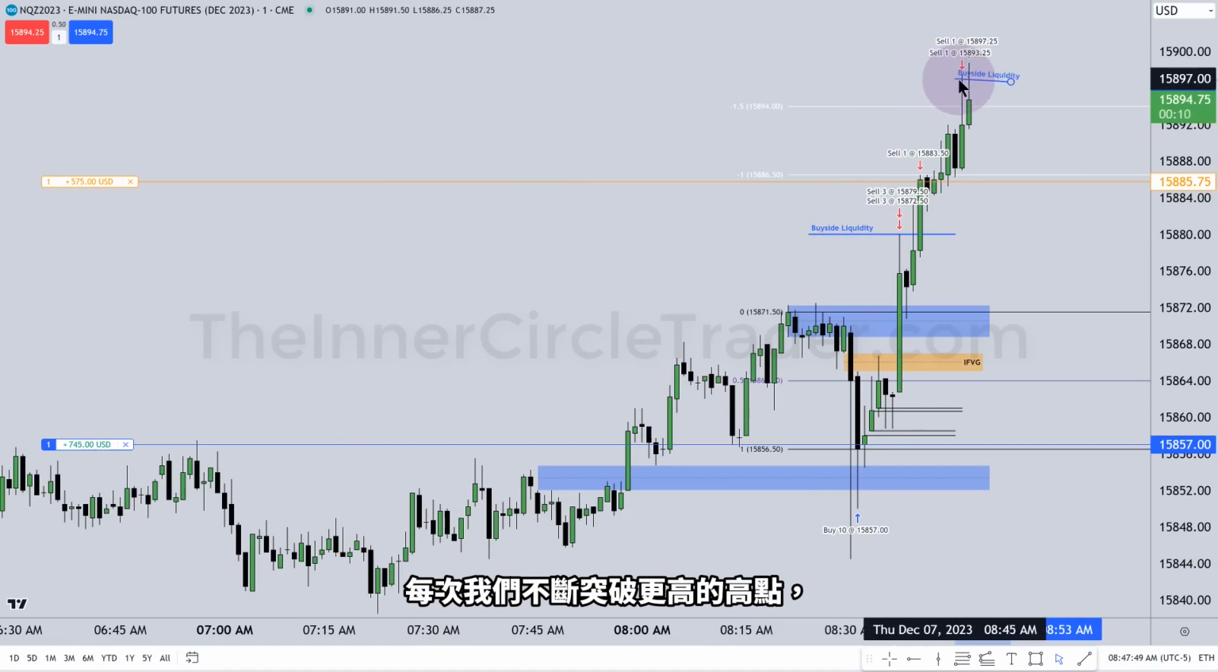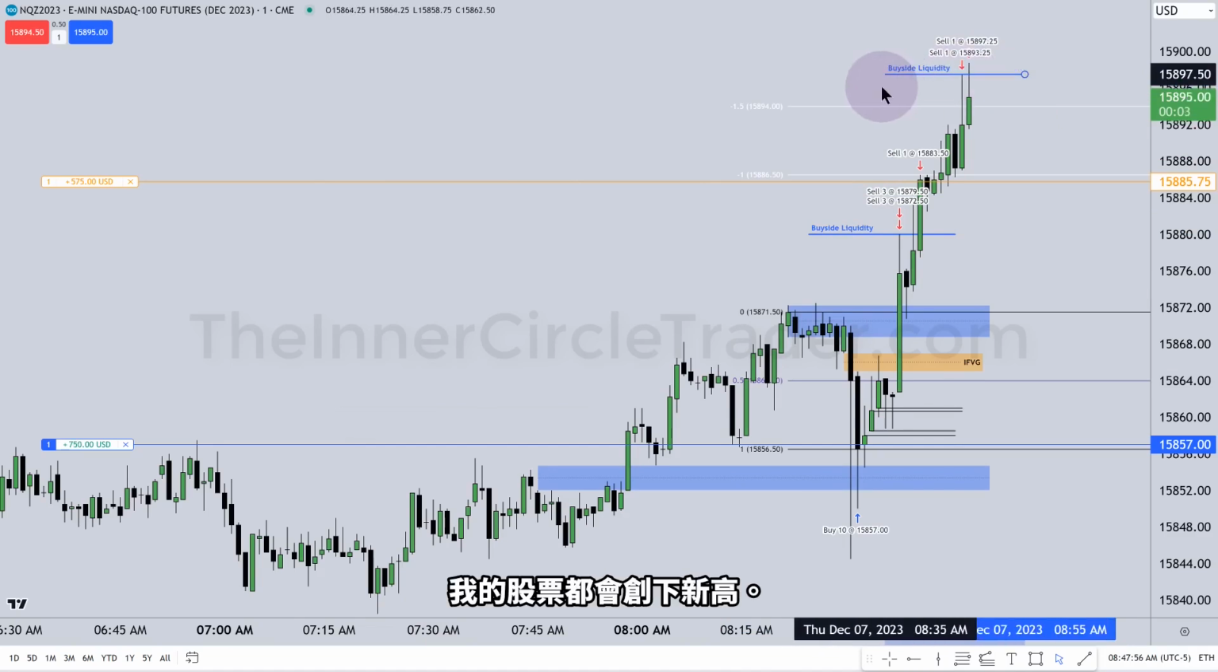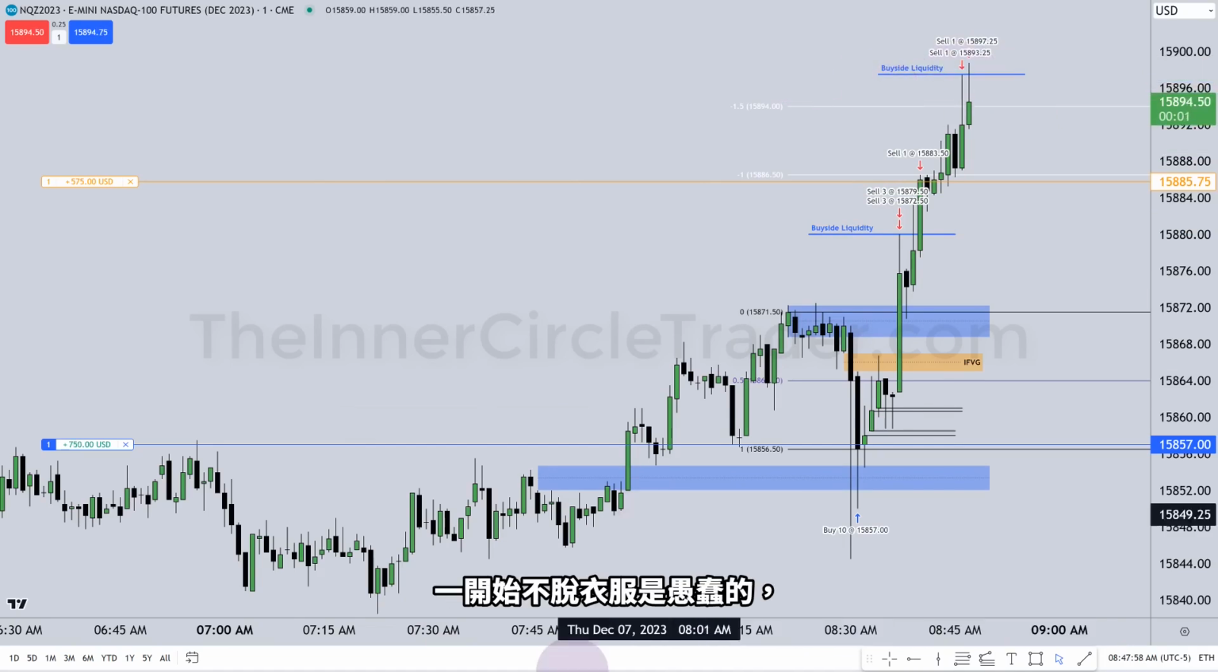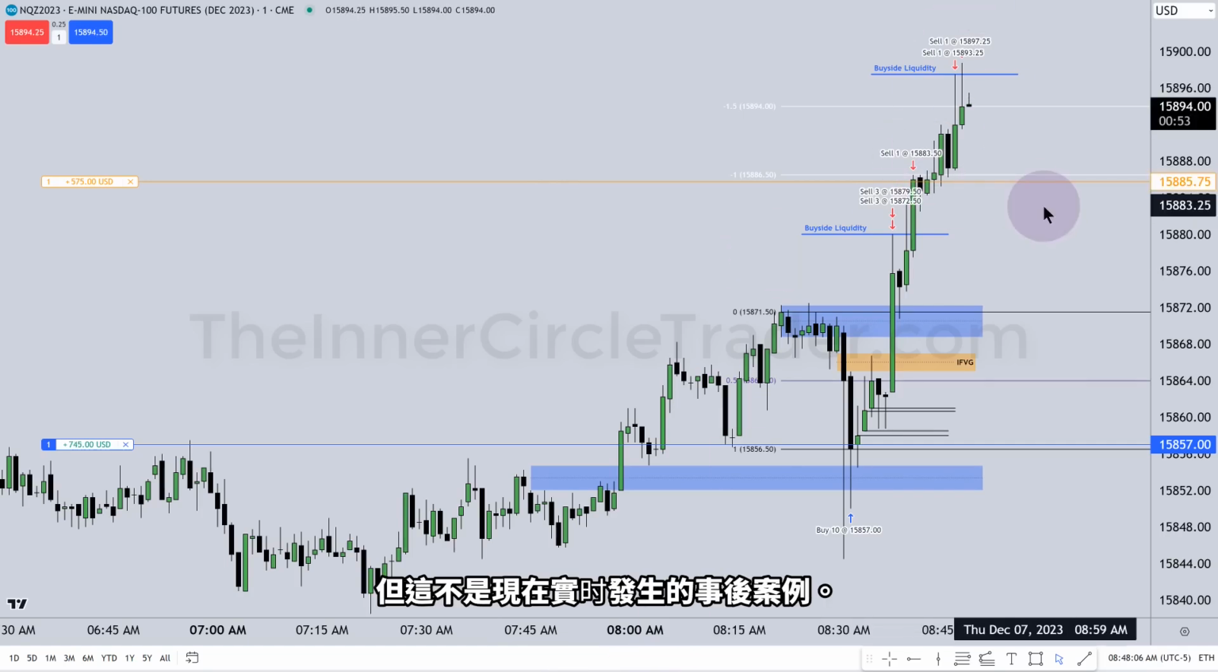So it's this high right here. Every time we keep breaking a higher high, that's running down equity, okay? So I have a new equity high each time it does that. It's foolish not to take something off in the beginning while you're learning, because you don't know these levels that I outlined here in real time, okay? This is not after the fact. This is happening in real time right now.